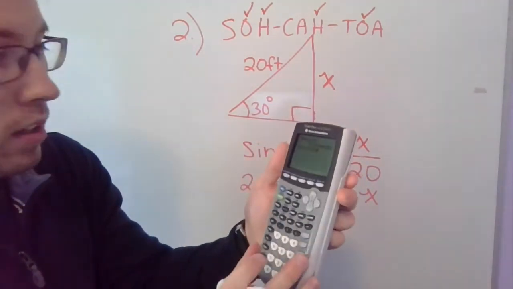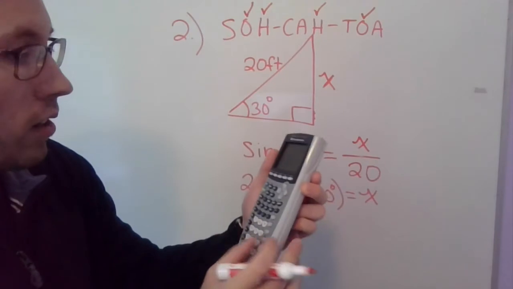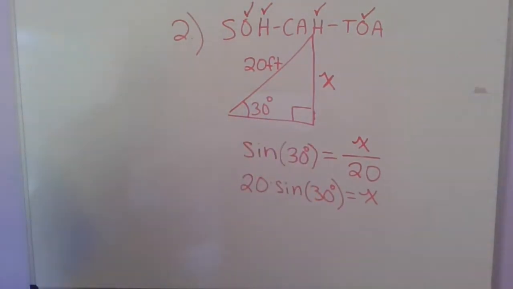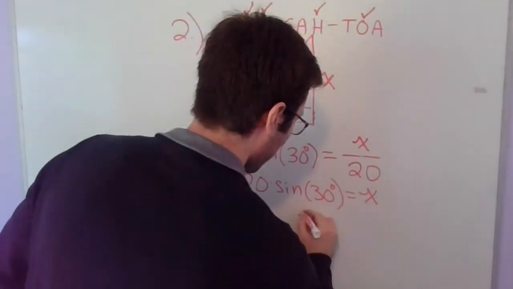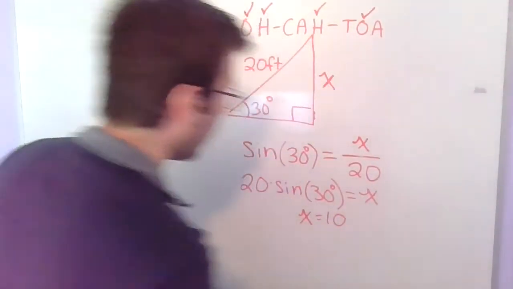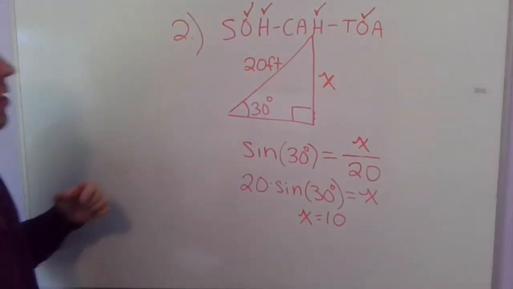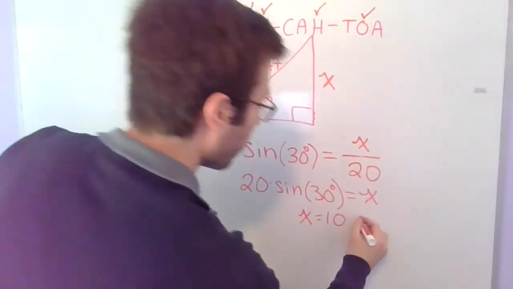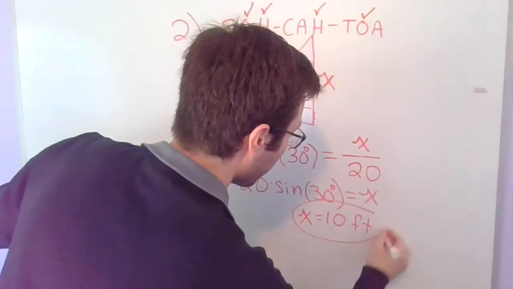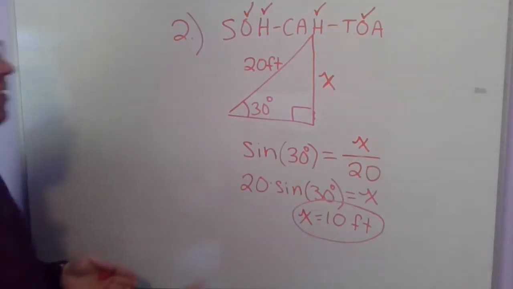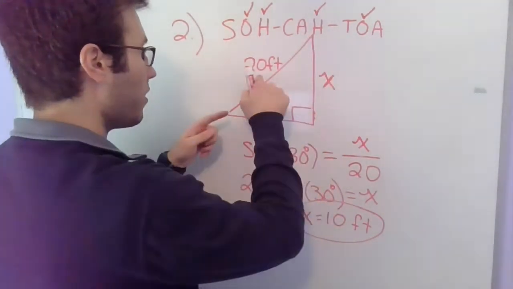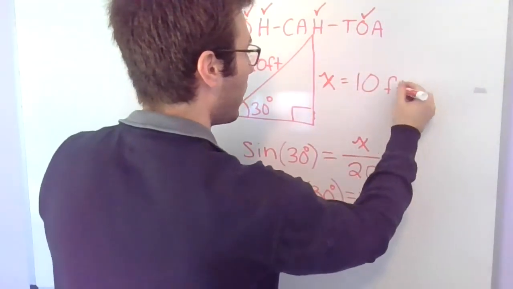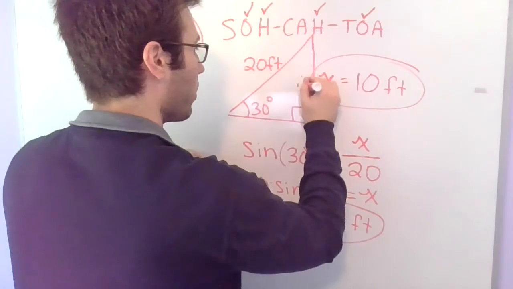20 sine of 30, and this is in degrees, so I can just leave that as 20 times sine of 30, and then I get the number 10. So X here is equal to 10. Now I look back up and I say, this was 20 feet. So X must be in feet. Remember the units at the very end. So this distance from here to here, if this is 20 feet and this angle was 30 degrees, X must be equal to 10 feet. Therefore, we conclude that.